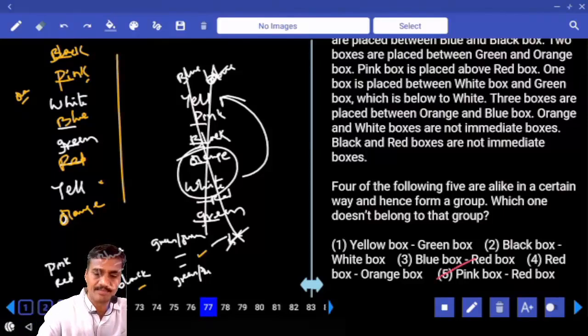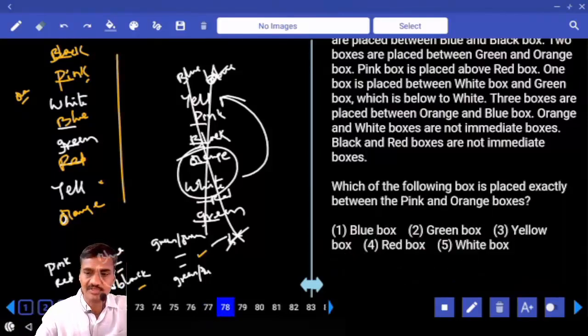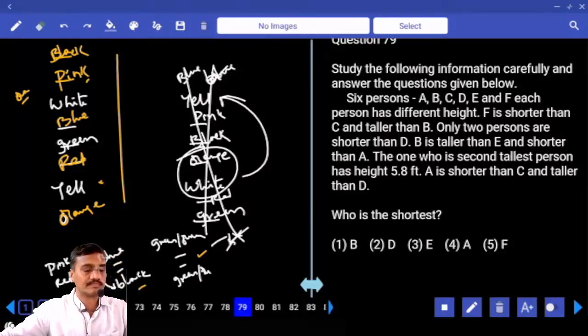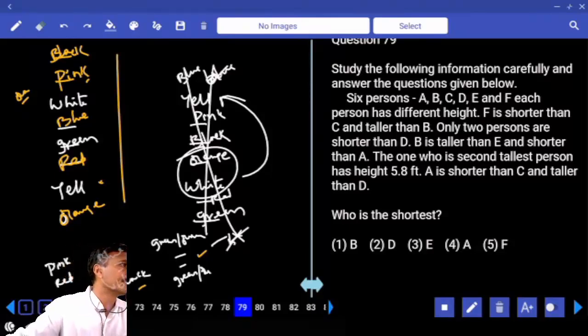Choice 5. And 78. Which of the following box is placed exactly between pink and orange? Now, between pink and orange, tell me what is exact, 1, 2, 3, 4, 5. Green. Green, that is choice 2. Now, with this, we have come to an end of this reasoning section as well.